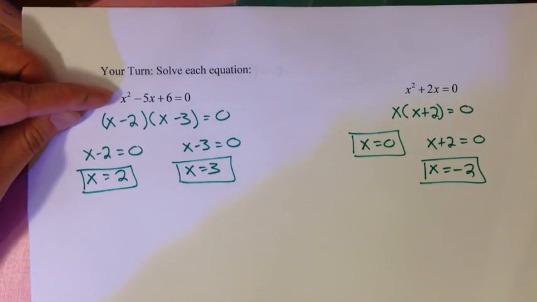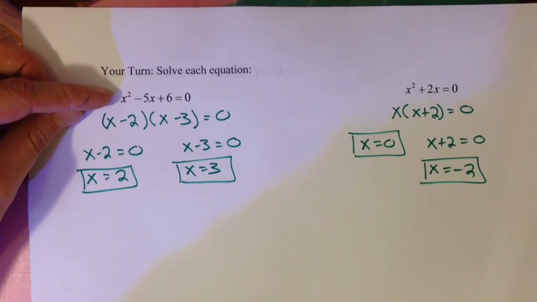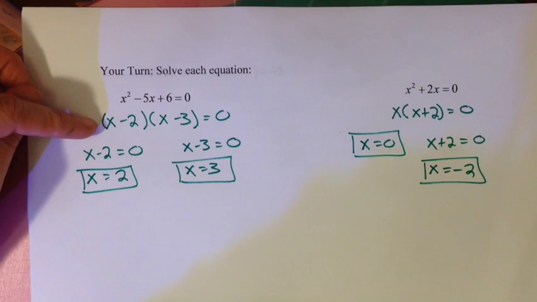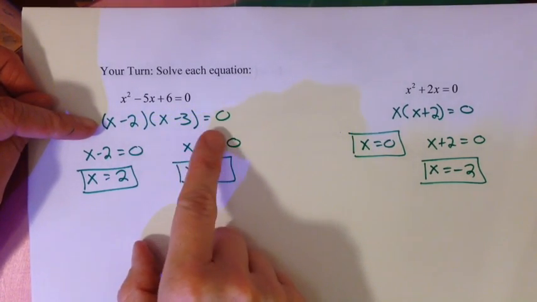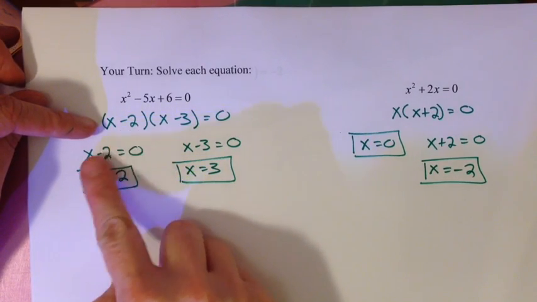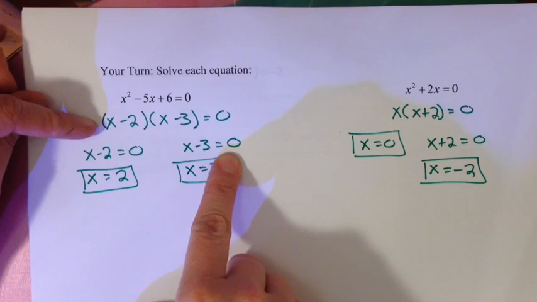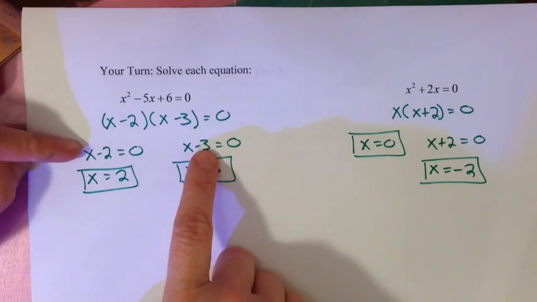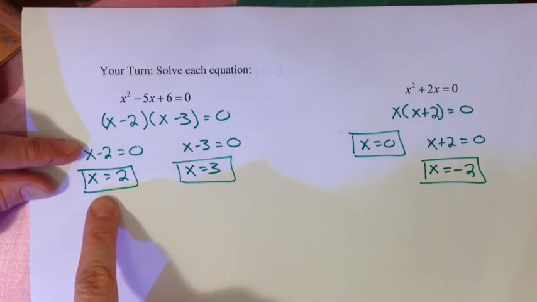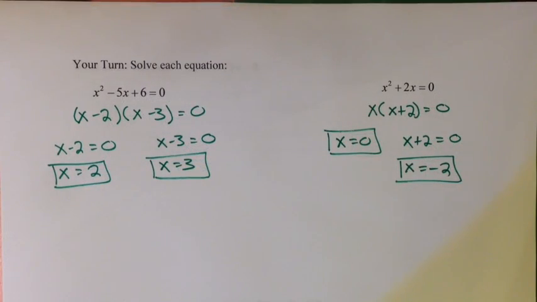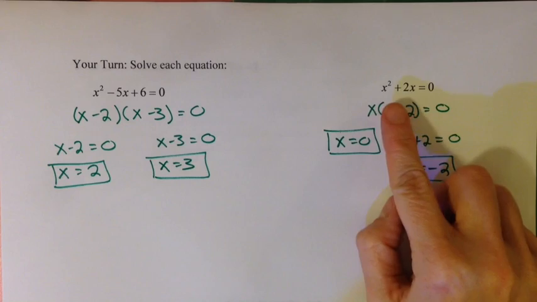I started here with x squared minus 5x plus 6 equals 0. I factored x squared minus 5x plus 6 into x minus 2 times x minus 3. Now, since this whole thing is set equal to 0, I know that either the x minus 2 factor equals 0 or the x minus 3 factor equals 0. So I write down those two equations, and then I solve each equation, which gives me x equals 2 and x equals 3.